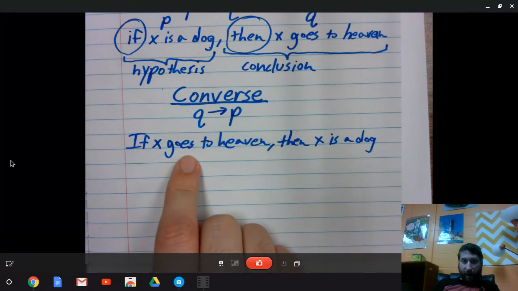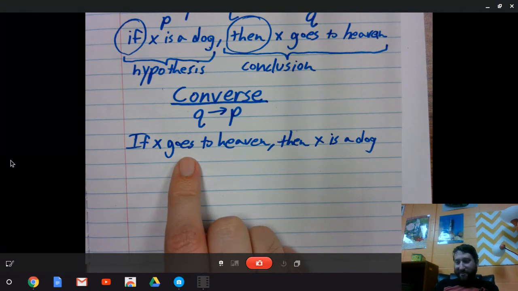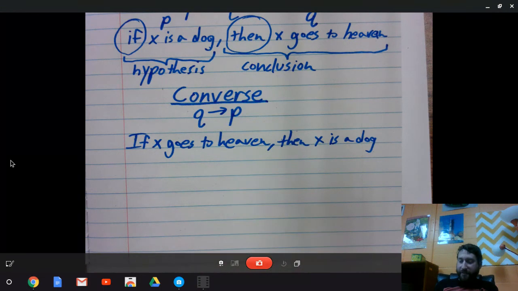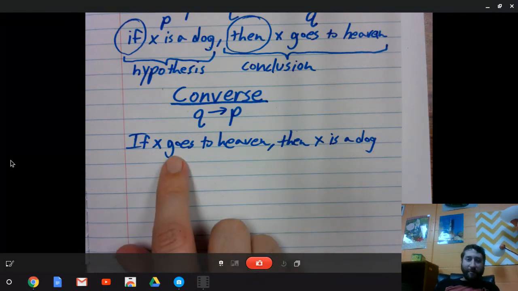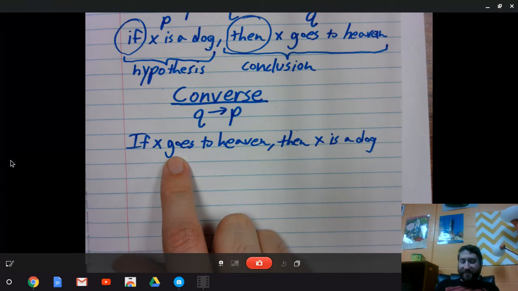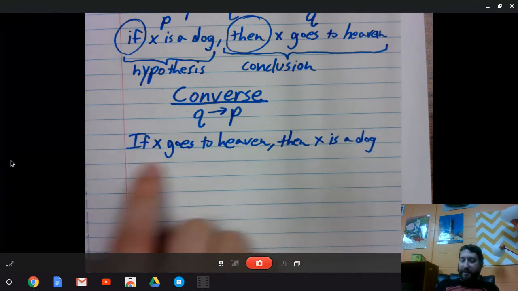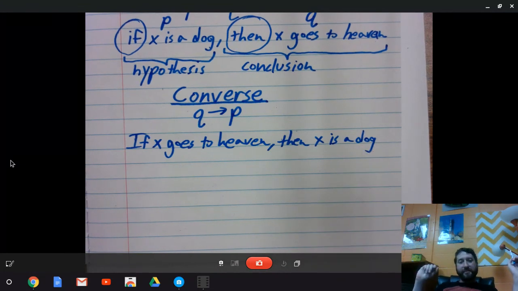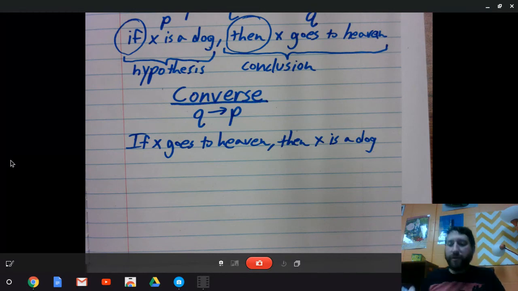All right, that means houses don't go to heaven, people don't go to heaven. I mean, depending on your religion. But I'm just using the conventional Judeo-Christian version of heaven here. And in that one, it's people who go to heaven. So this doesn't really make any sense. This basically says that only dogs go to heaven. Nobody else goes to heaven. No other animal, no other object goes to heaven, only dogs. That makes no sense. And that's important because the converse is not always logically equivalent to the conditional.